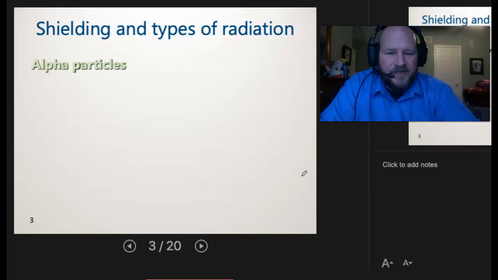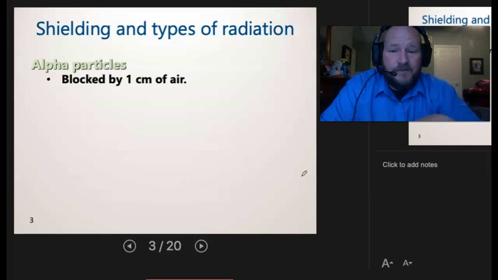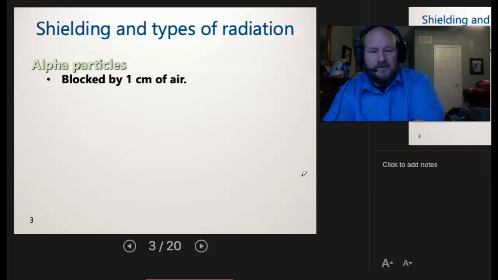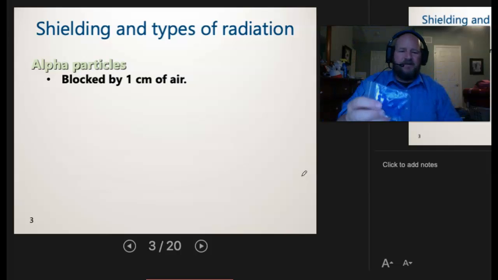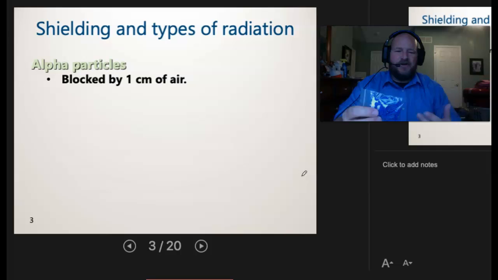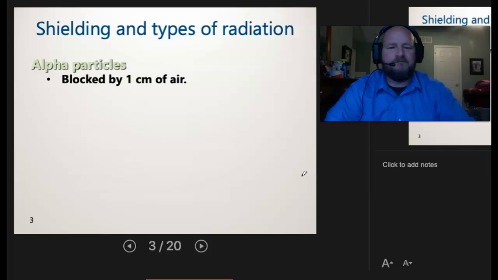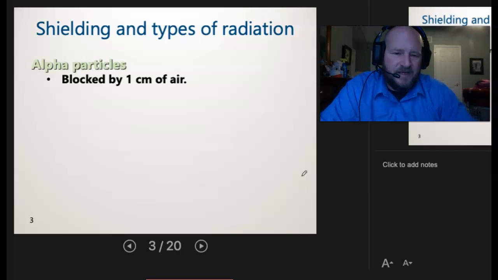So alpha particles, do we need to worry about alpha particles? The answer really is no. Alpha particles are stopped by 1 centimeter of air. So if I take my alpha-producing packet and put it right here in front of me, with more than a centimeter between it and me, I should be fine. That's because the particle is big and bulky. It's like an 18-wheeler with no energy going behind it, so it just slows right on down and comes to a stop.